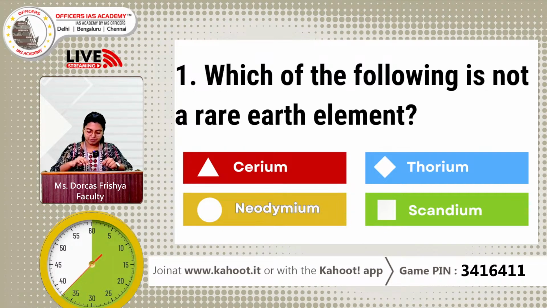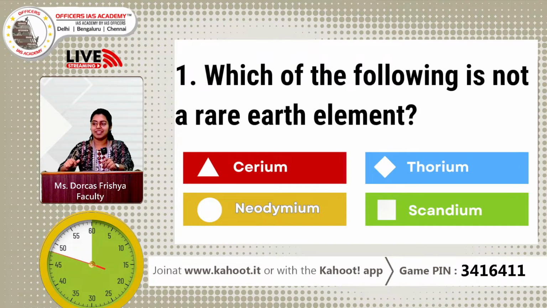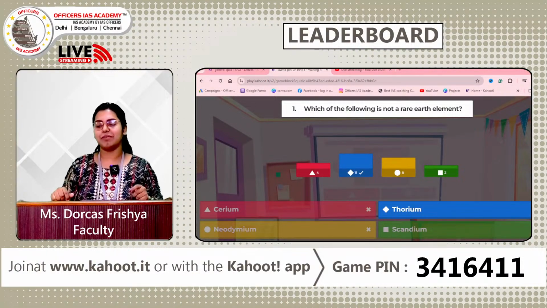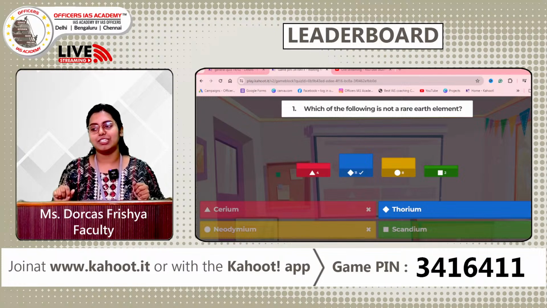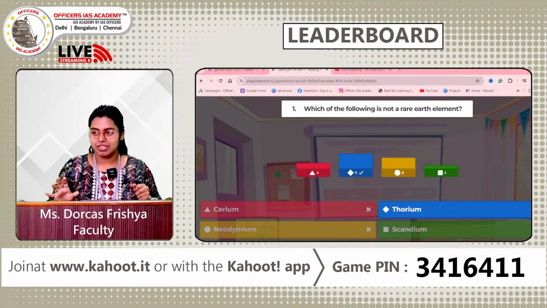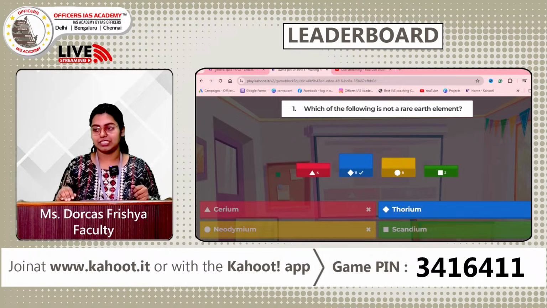Okay, all right, few more seconds to go. Okay, and there goes your correct answer. Correct answer on your screen. Okay, a few of them have got confused, that's okay, but the correct answer is option B, color code blue, that is thorium. Okay, so actually thorium is not a rare earth element.